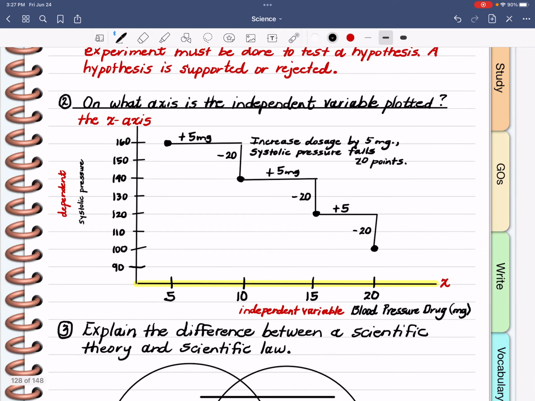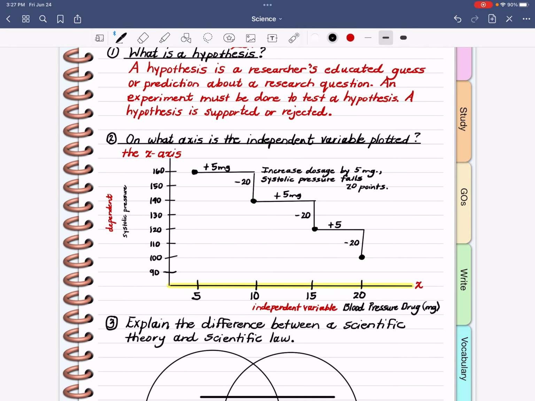This is one way that science and math are related. They are hand in hand, brother and sister. The question is, on what axis is the independent variable plotted? The independent variable is something that can be controlled. That is on the x-axis. But while we're on this train of thought, this is a good thing to look at, the graph.